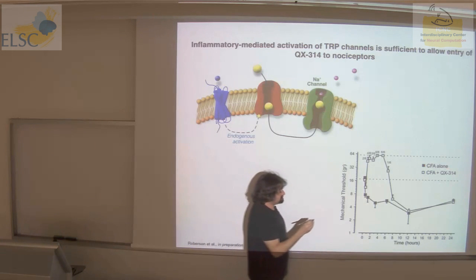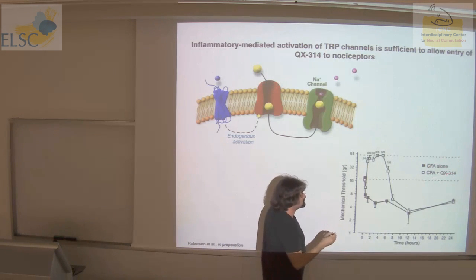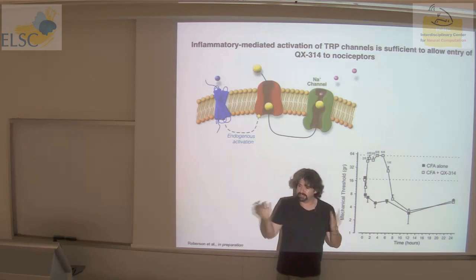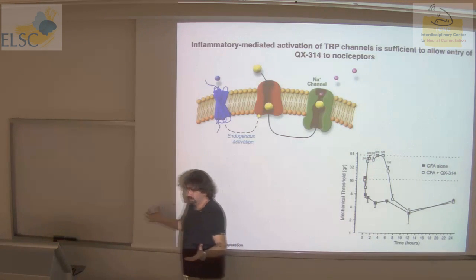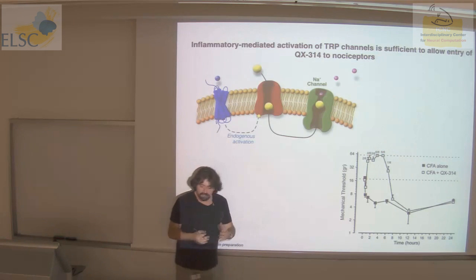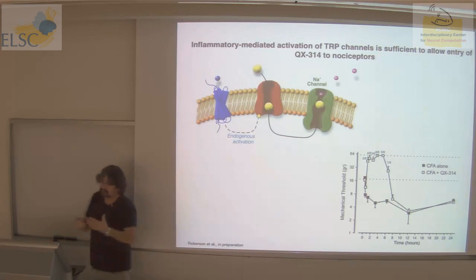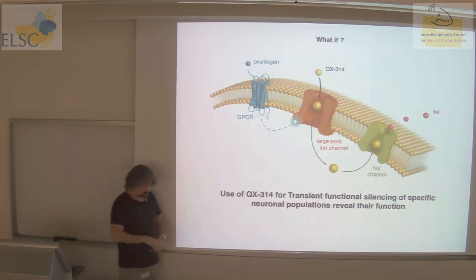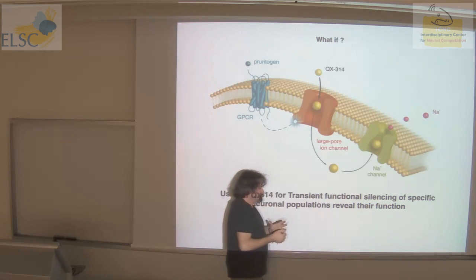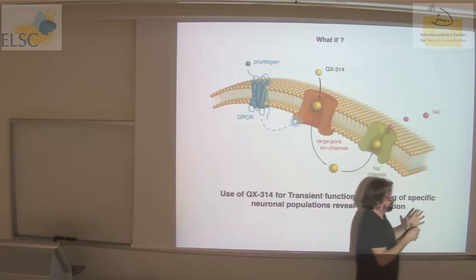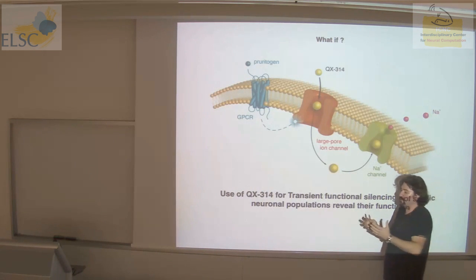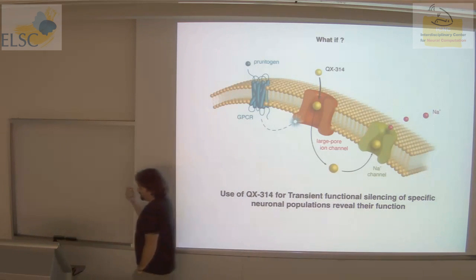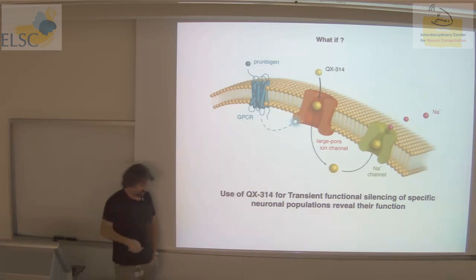When we apply CFA with charged sodium channel blocker, with QX314, the pain was totally blocked. The animal becomes totally unresponsive to any painful stimuli, and it was a totally selective effect, meaning that we can block inflammatory pain just by applying QX314. But if we are able to do it, maybe we can use this technique not just to block pain, but also to block any other fibers or sensations that express this kind of channels.